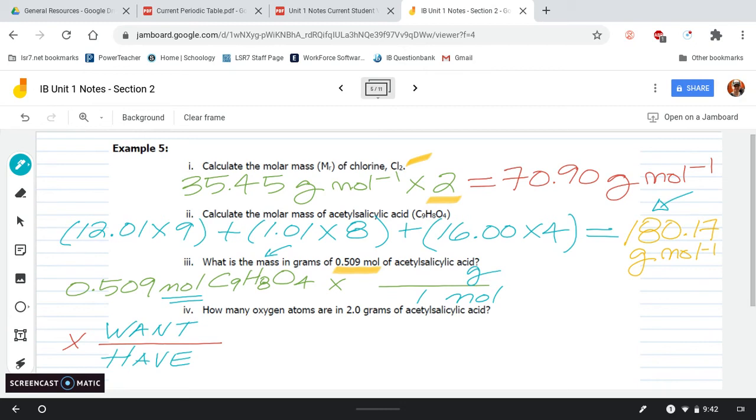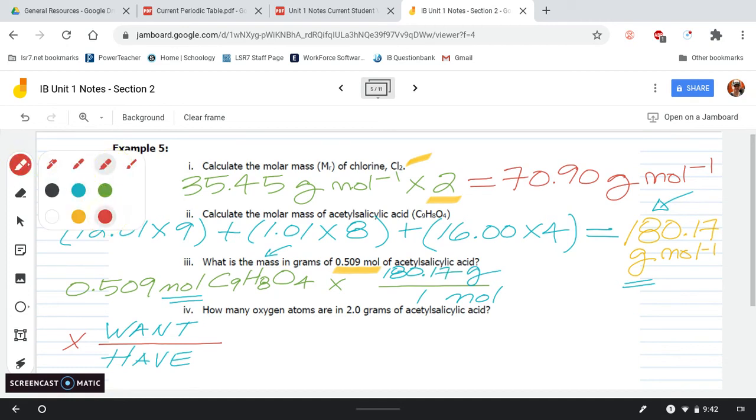Number 2, molar mass. Okay, well, that's grams per mole right there. And that's how much the acetylsalicylic acid weighs. So we're just going to drop that in right here. What's the periodic table value? 180.17. So then we can take a look at what happens to our units.